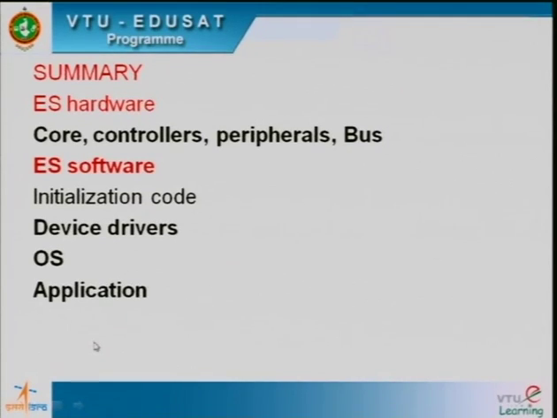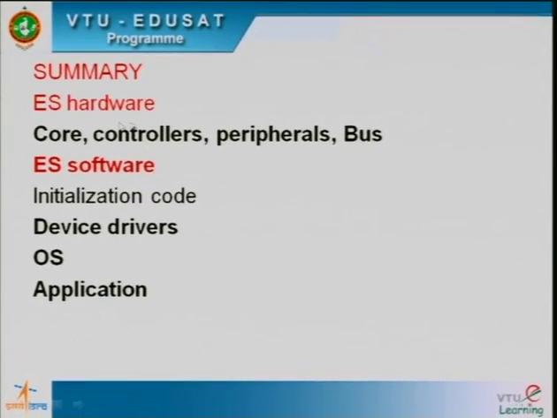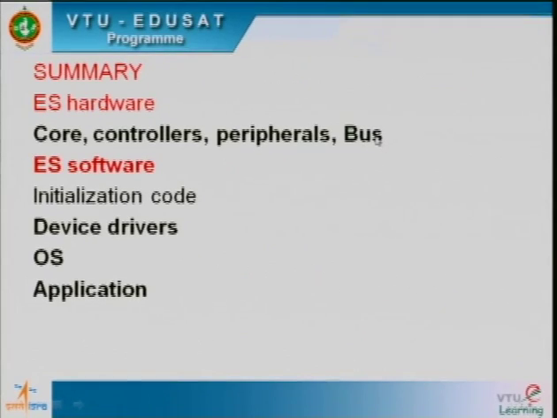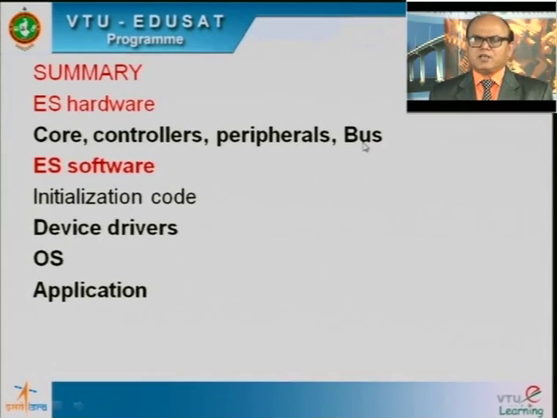To summarize the session, we have discussed the embedded system hardware, in which we covered the four different types of components present in ARM based embedded systems: the ARM core, the controllers, the peripherals, and the bus. In the bus we discussed three different types, AHB, ASB and APB, and also the external bus. We also discussed the AMBA protocol.